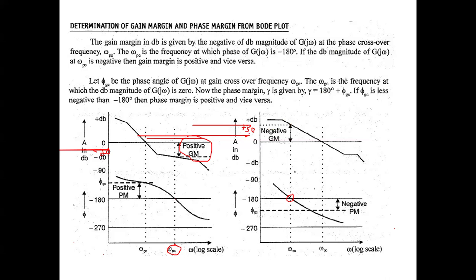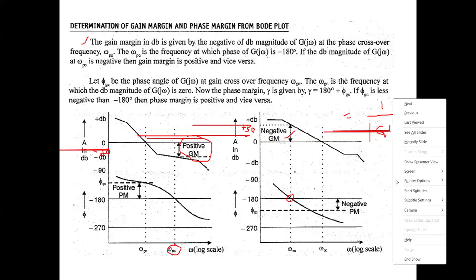If the gain is positive, then the gain margin is negative. Please keep that point in mind. If the gain is negative, then the gain margin is positive. If the gain is positive, then the gain margin is negative. Clear? How to calculate the gain margin? Just once again, the gain margin is defined as the reciprocal of the magnitude of the open loop transfer function G of j omega. Sorry for the inconvenience.